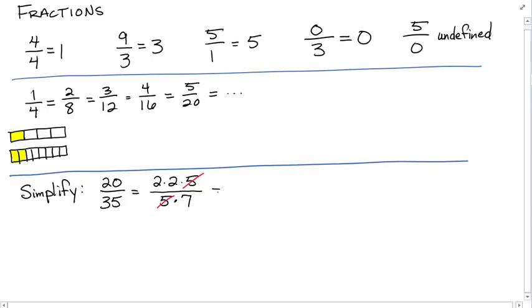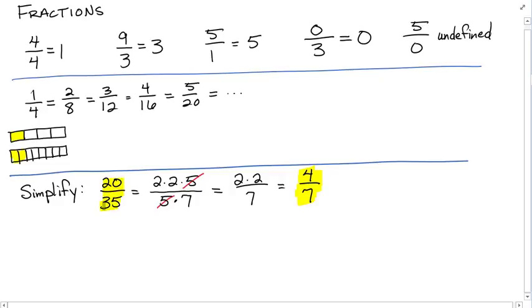And when we do that, what's left is of course a 2 times 2 on top and a 7 on the bottom, or a 4/7. And there's no other common factors, right? 5 was the only common factor. So this is the simplest version of this.